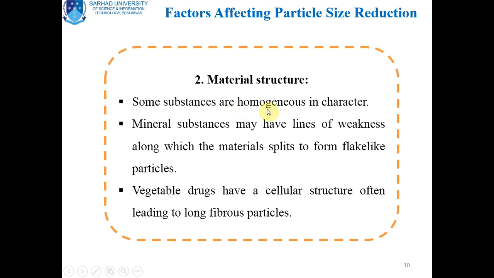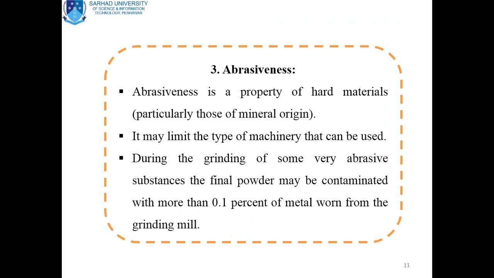The second factor that affects particle size reduction is material structure. Some substances are homogeneous in character and some are not homogeneous, and mineral substances may have lines of weakness along which the material splits to form flake-like particles. Vegetable drugs have a cellular structure often leading to long fibrous particles. So particle size reduction also depends upon the material structure.